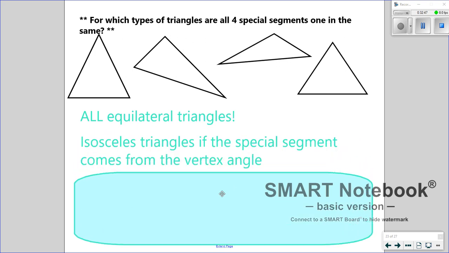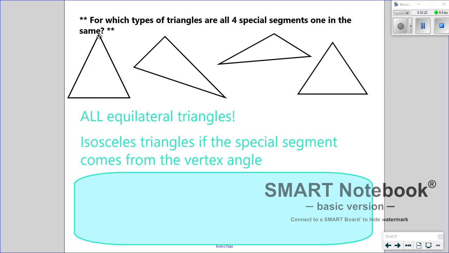If the special segment comes from the vertex angle, because remember, in an isosceles triangle, the 2 sides and the base angles are congruent. If you were to fold it, it would be equal on both sides. And of course, with an equilateral triangle, it's equal sides, equal angles. So if you apply the segments to all of them, then it would work out. So, for example, a perpendicular bisector would make one side equal to the other side, segment equal to segment, angle equal to the other angle. Same thing with the isosceles.